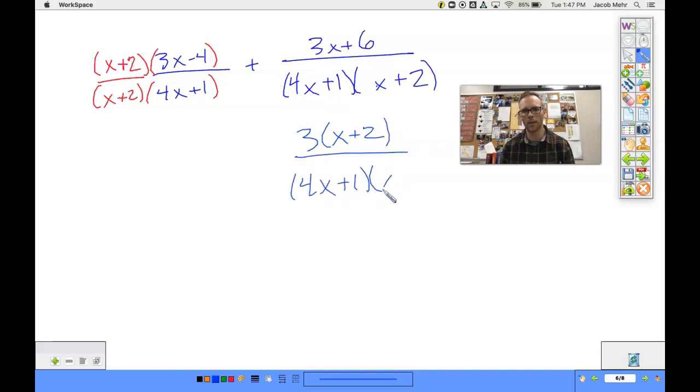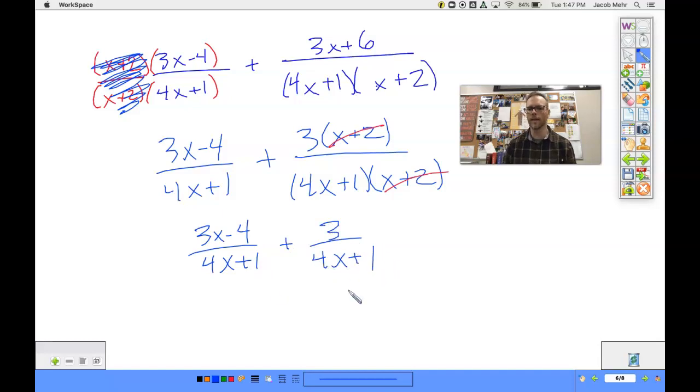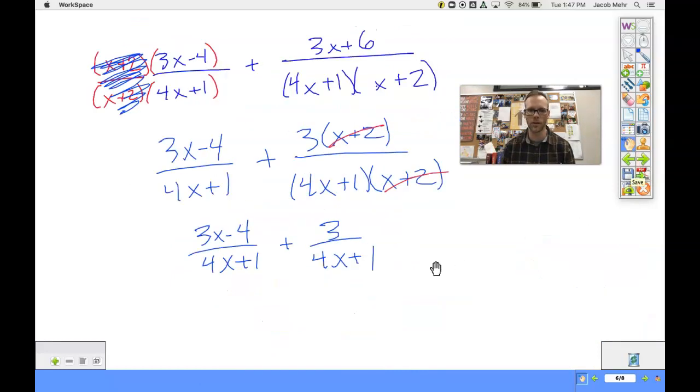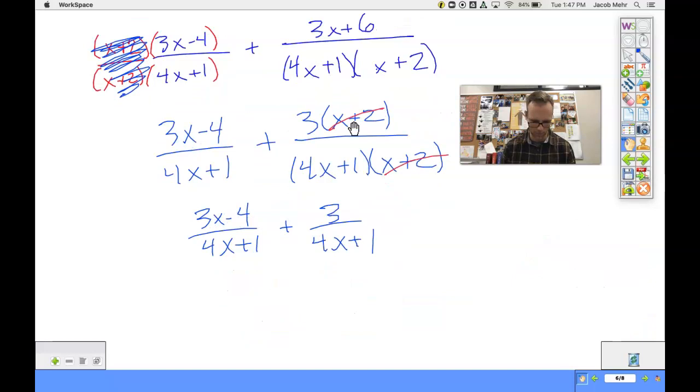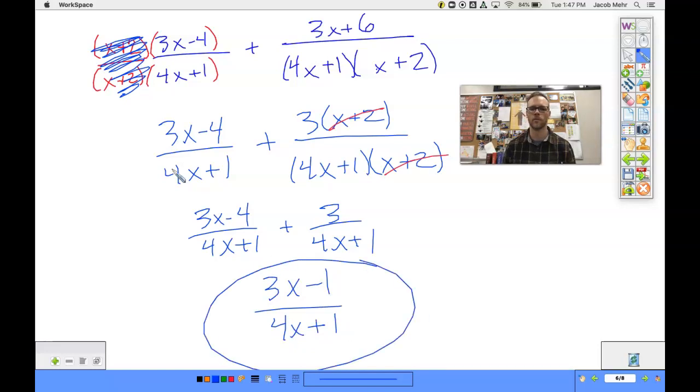And then what ends up happening on this fraction on the right? That's coming from getting the LCD. But when I factor that, notice the x plus 2s cancel, don't they? They cancel right away. So we just have 3x minus 4 over 4x plus 1 plus 3 over 4x plus 1. And their common denominator is 4x plus 1, which is what we saw right there. And then what do we get for a numerator? 3x minus 4 plus 3 is 3x minus 1. And there we have it.